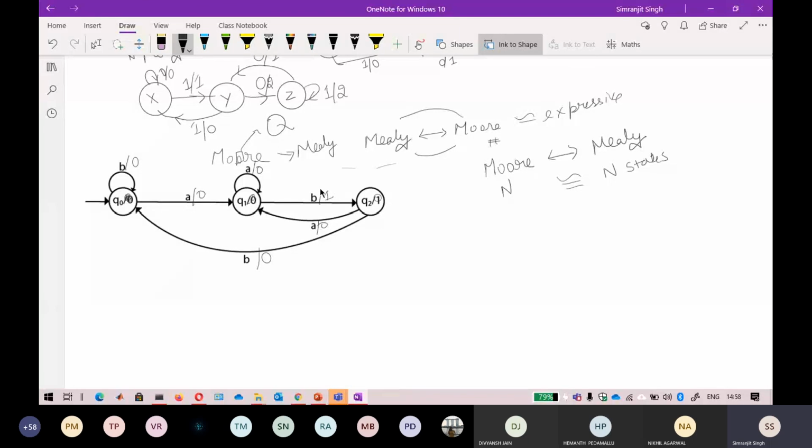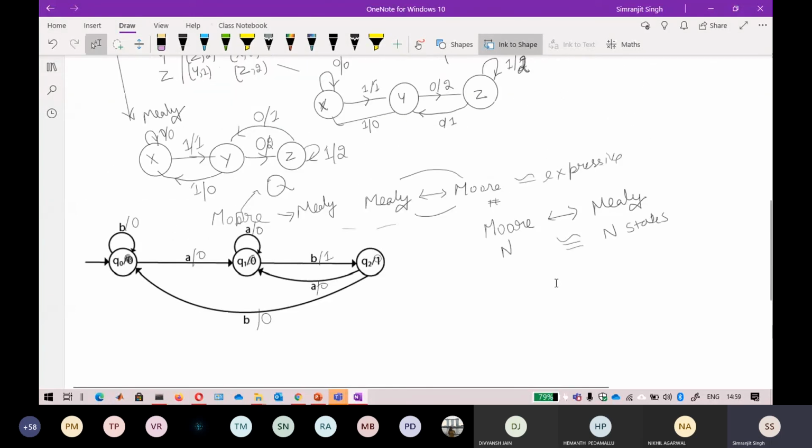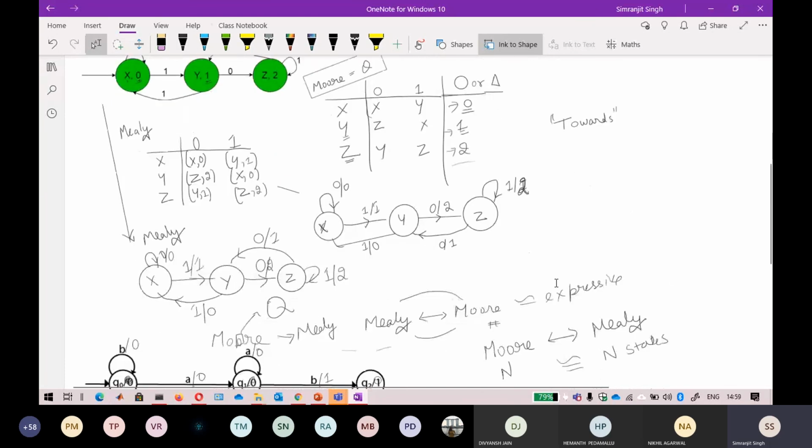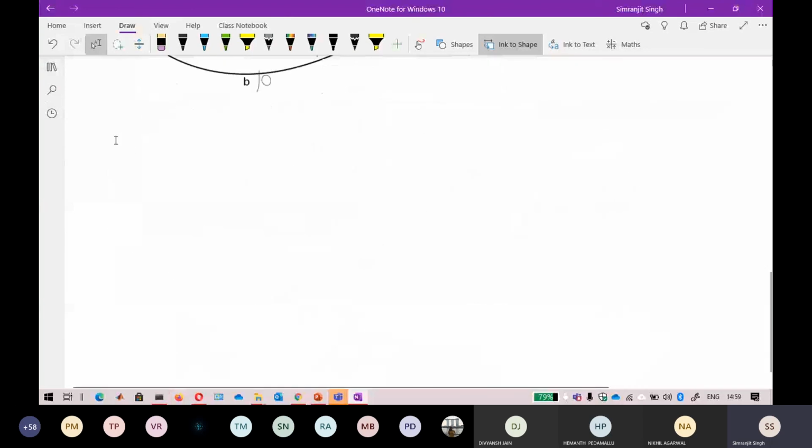In a similar way, if you take any other example, you can also convert a Mealy machine into a Moore machine. So I just take an example of this one. This is your Mealy machine. Now I have to convert a Mealy machine to a Moore machine.